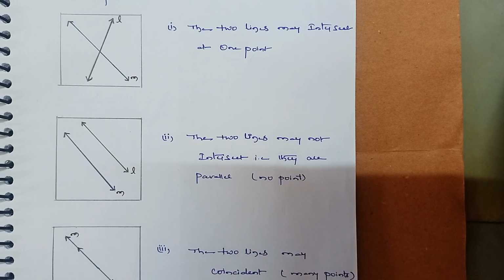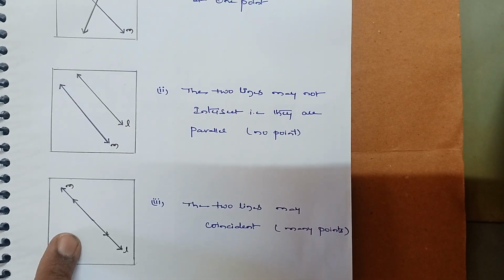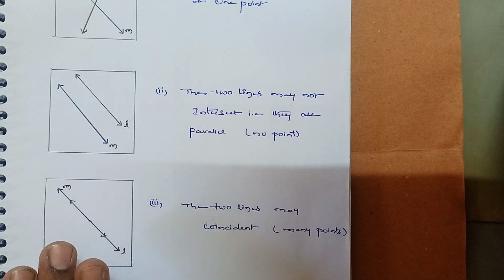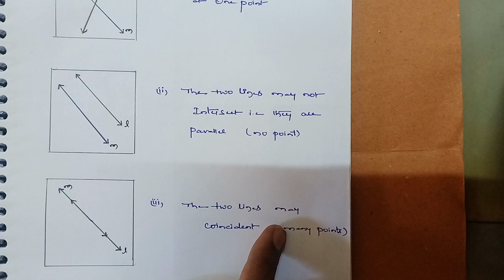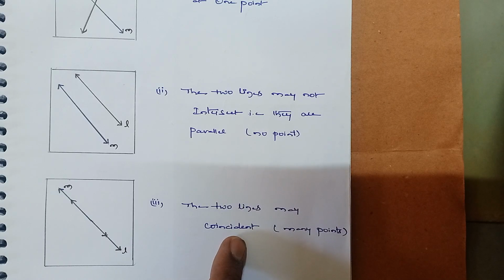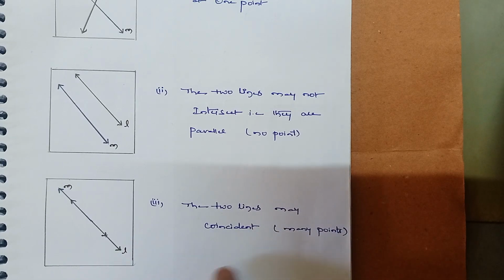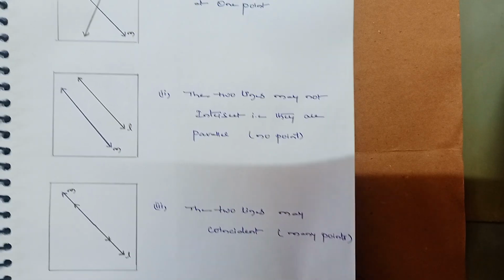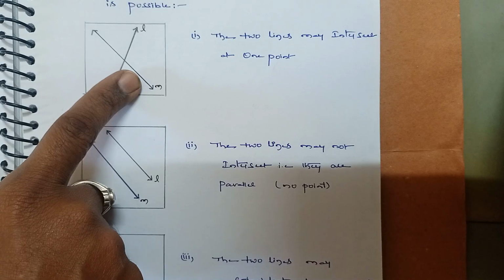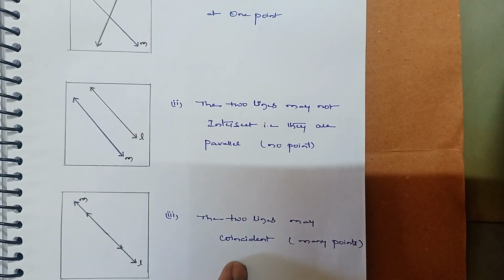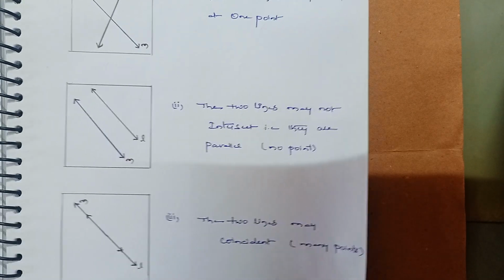No common point. Now coming to the third one, both are meeting at the same points. So two lines may coincide. In this, all the points meet each other, so we get many points. In the first one, we get only a single point as common. In the second one, we don't get any common point. In the third one, we get many points as common.